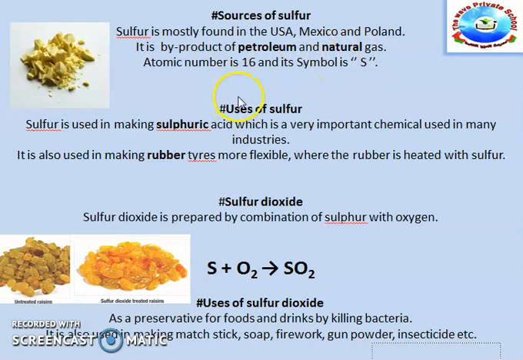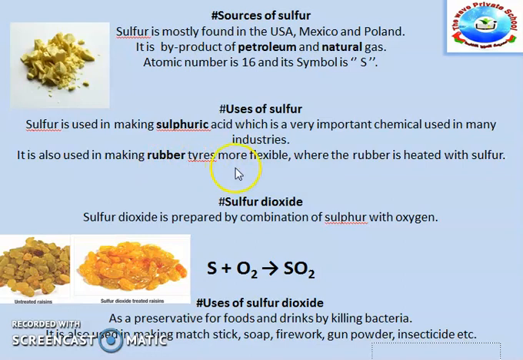Let us see what the uses of sulfur are. Sulfur is used in making sulfuric acid, which is a very important chemical used in many industries. It is also used in making rubber tires, which are more flexible, where the rubber is heated with sulfur. So students, you know the tires of cars, huge trucks, and also of bicycles, those tires are made of rubber. Those are rubber tires.